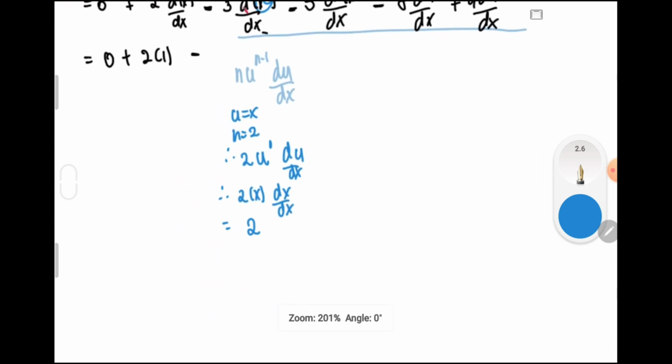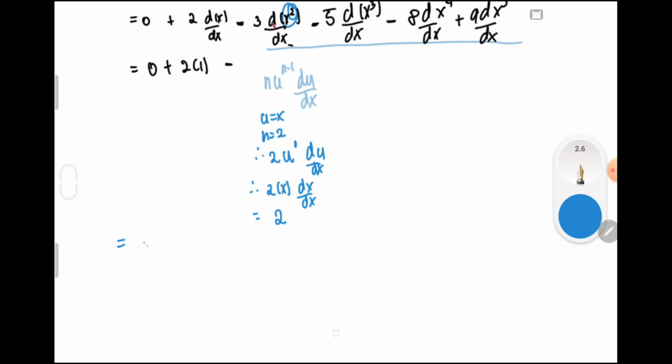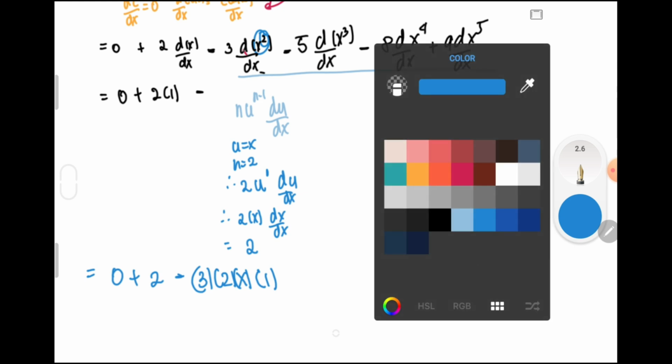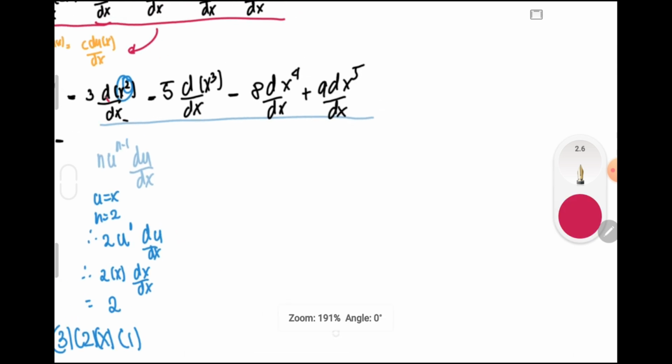Okay? So, baba ko na lang ito dito. We have 0 plus 2 minus 3 multiplied by 2 multiplied by x multiplied by the derivative of x, which is dx with respect to x, is equal to 1. Okay? So, ganun lang din yung gagawin natin dito.